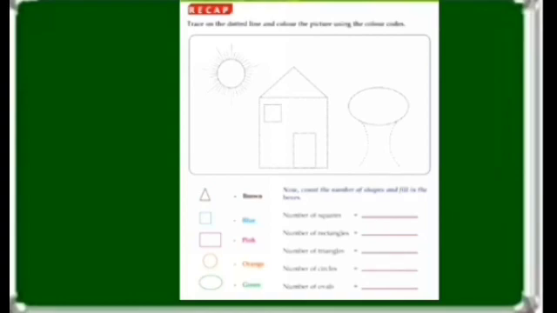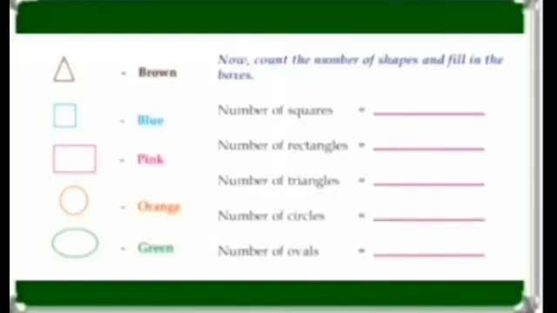In this picture we can see many dotted lines. Those dotted lines we have to trace out. After tracing them using the coloring codes, we have to color. See the coloring: triangle we have to color with brown, square we have to color with blue, rectangle with pink, circle with orange and oval with green.